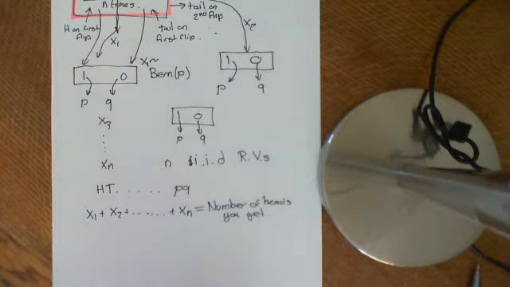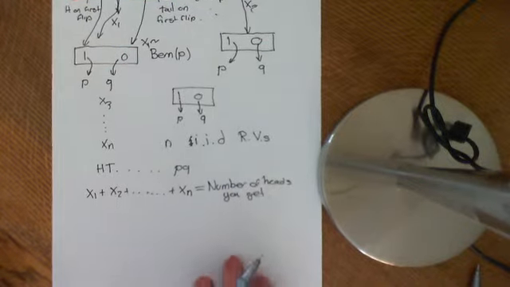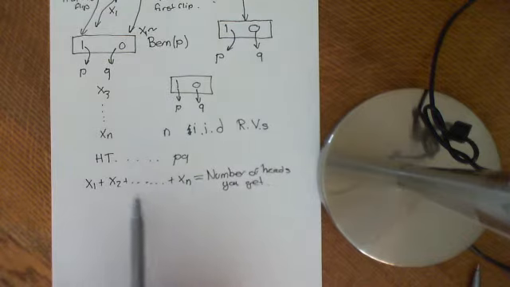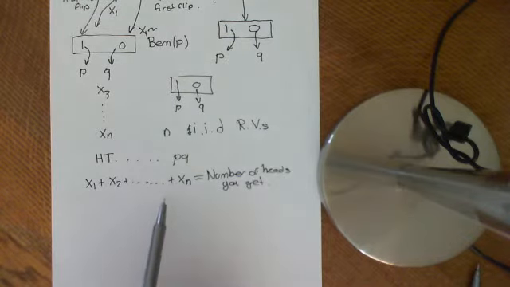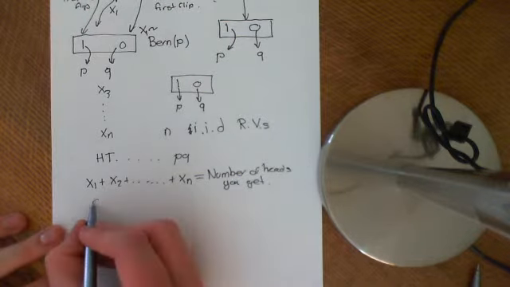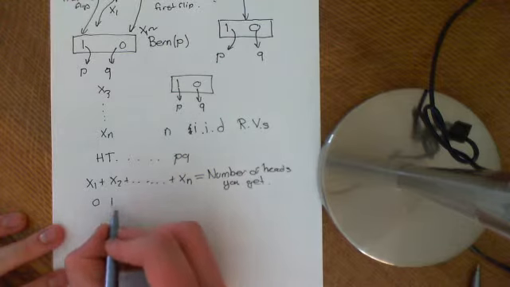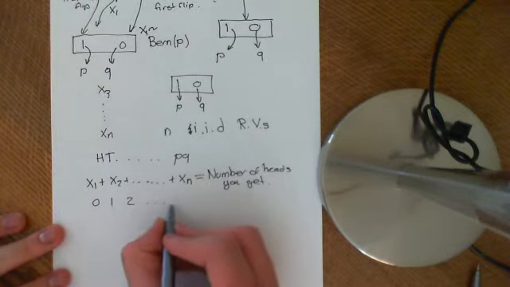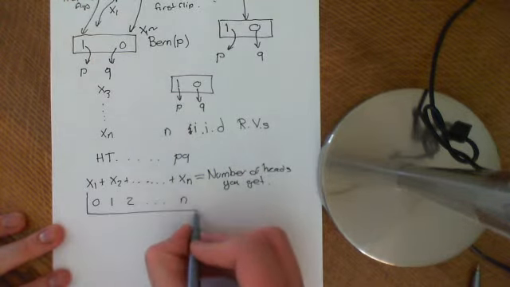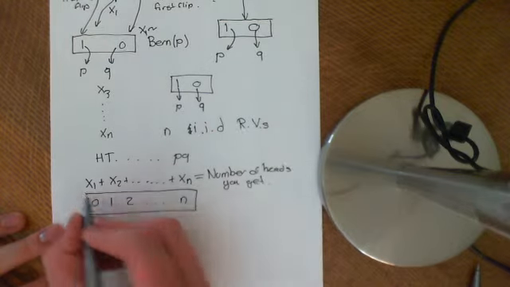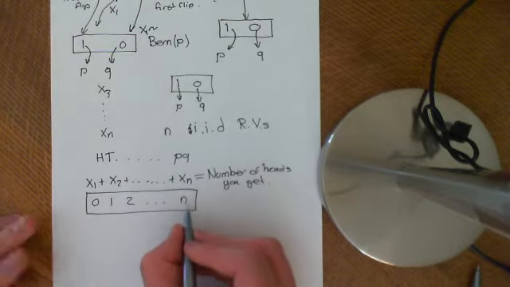So okay, we're in the process of trying to work out how this new random variable, x1 plus x2 all the way up to plus xn, will be distributed. Well, firstly, it can take on values between 0 and n. So 0, 1, 2, all the way up to n is the maximum value it can take on.